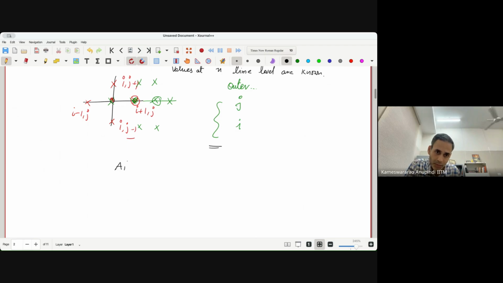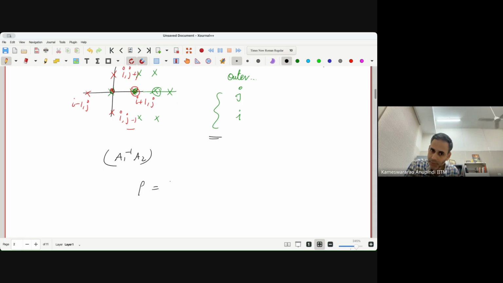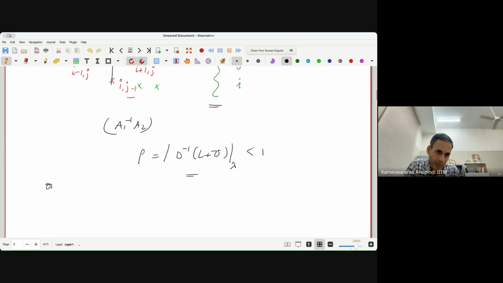So the spectral radius of A1 inverse A2 equals the spectral radius of D inverse times L plus U, right? So this spectral radius should be less than 1, that means the eigenvalues of this matrix should be less than 1. Only then does the point Jacobi method converge. We call it point Jacobi because we are essentially doing it point by point, grid point by grid point.